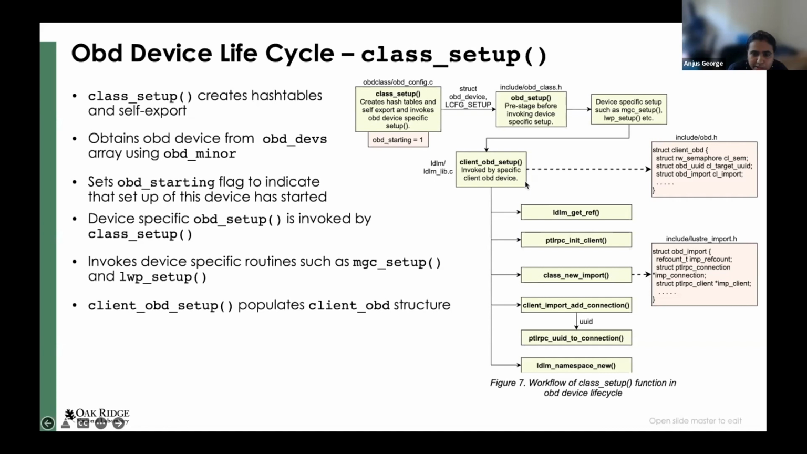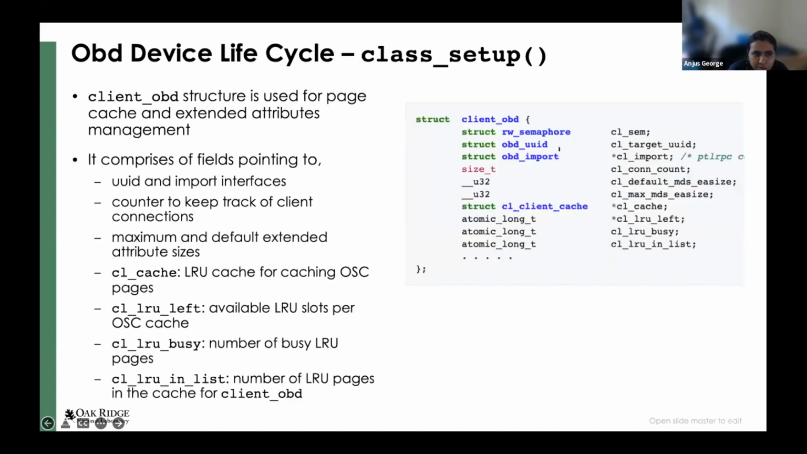Client OBD setup populates the client OBD structure. The client OBD structure is used for page cache and extended attributes management. It comprises fields pointing to the OBD device, UUID, and import interfaces, consists of several counters to keep track of client connections, and has fields to represent maximum and default extended attribute sizes.